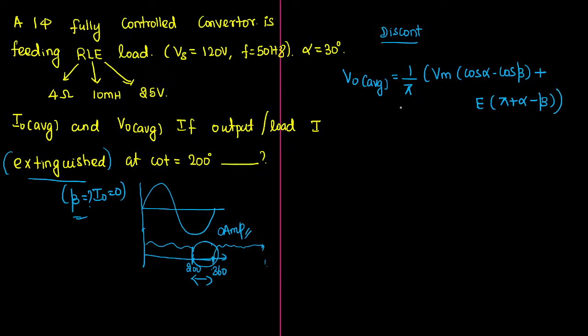Now you can substitute all the data. See guys, this is maximum voltage. RMS voltage is given 120, maximum voltage means multiplied by root 2. Next, alpha is given as 30 degree, you can directly substitute alpha equal to 30 degree. Beta is given, that is called extinction angle, it is 200 degree. Battery voltage E, that is also given, yes or no? Yeah, it is given, that is 25 volt.